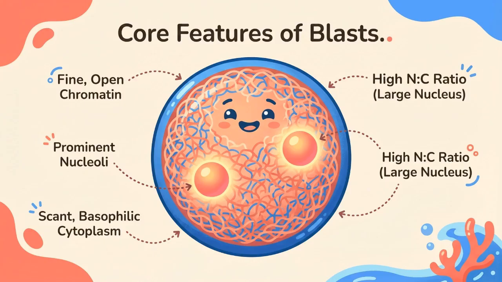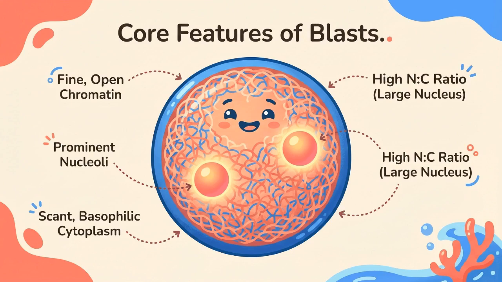Secondly, the nucleus of a blast contains fine, open chromatin. Unlike the clumped, condensed chromatin seen in mature cells, the chromatin in blasts appears delicate and evenly dispersed, reflecting active DNA replication and transcription. This open chromatin pattern is a key indicator of an immature cell.